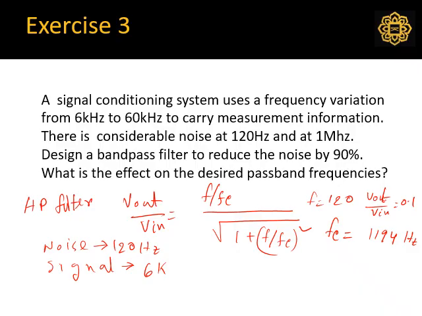And if you want to use F equals 6K, then you still have V out equals 0.98 V in, which means your actual signal is not going to be lost. So you have suppressed the 120 hertz and below noise. Now let's move on; this is the high pass filter.